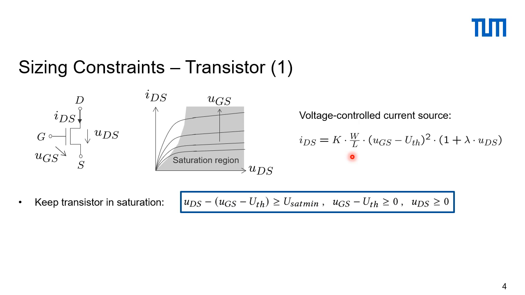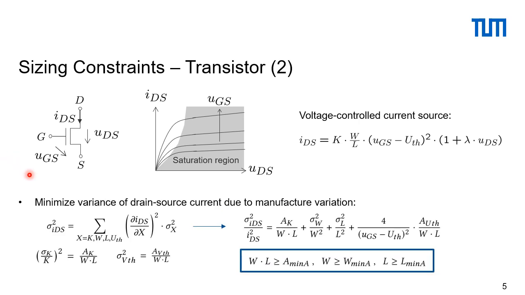Now, if we want a transistor to work in this way as a voltage-controlled current source, then we have to guarantee that it is working in saturation. And this has to be defined and formulated, for instance, for the sizing process. Now, here are the formulas that have to be satisfied for the voltages across a single transistor to keep it in saturation. So for each transistor in the circuit, we have to write down these three equations.